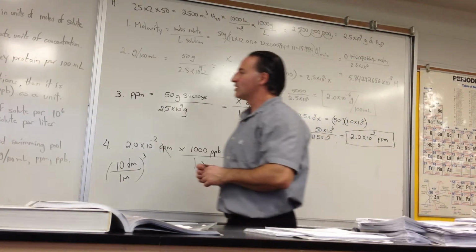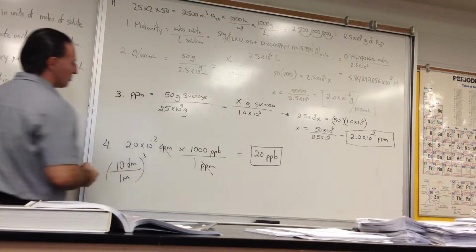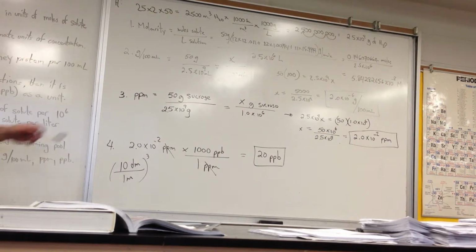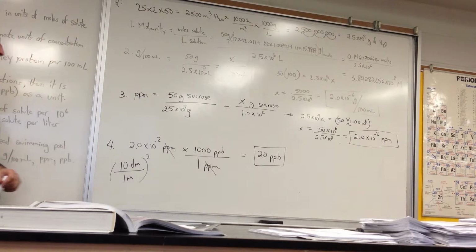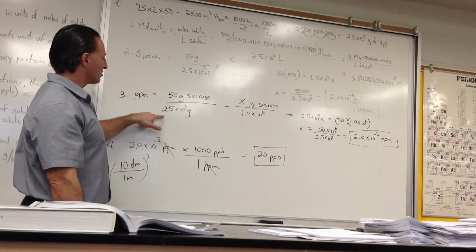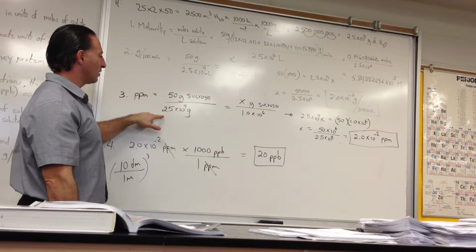So now let's move to the types of measurement that are more appropriate for really low concentration substances, like parts per million and parts per billion. In parts per million, 50 grams of the sucrose is dissolved in 2.5 billion grams of water.